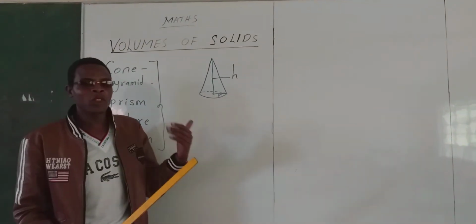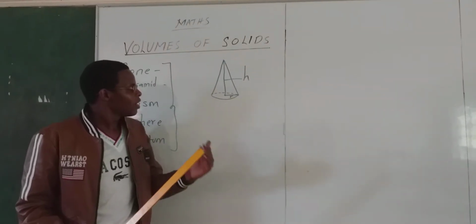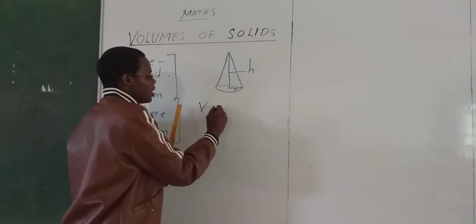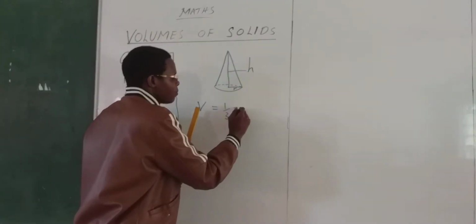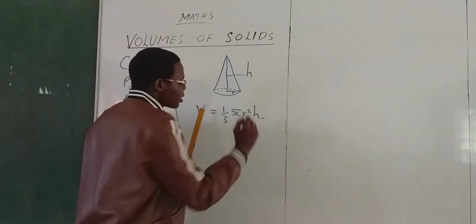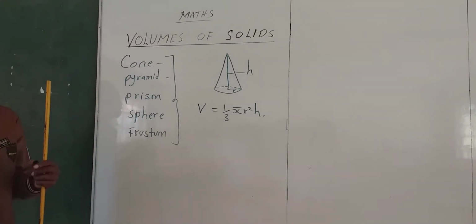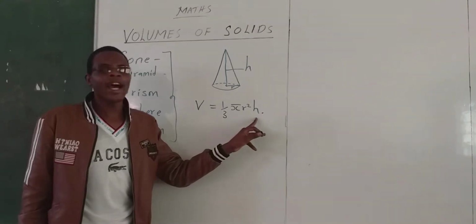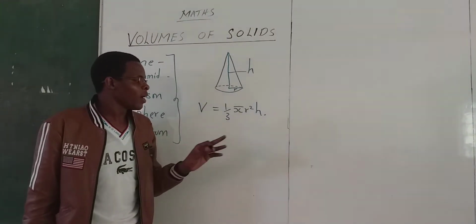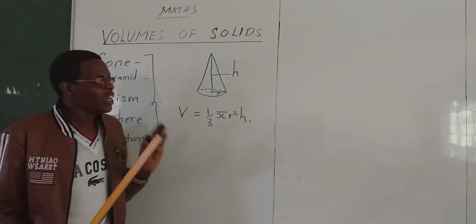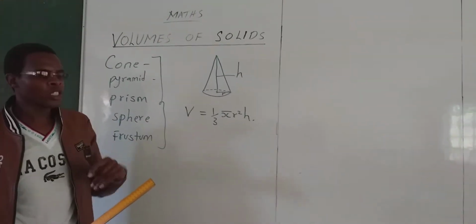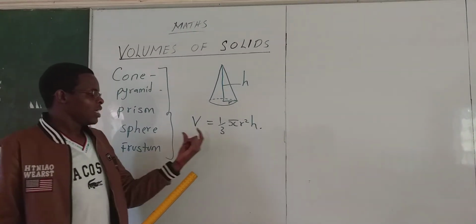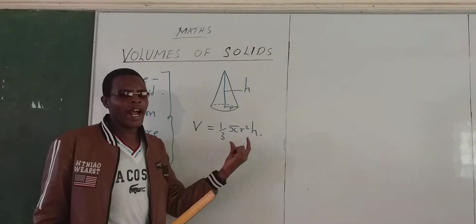Now, I want to remind you of the formula for finding the volume of a cone. The volume of the cone is given as one third pi r squared h. This is the formula for finding the volume of a cone given the two variables, the radius and the height. The radius is from here up to here, and the height is from here up to here.